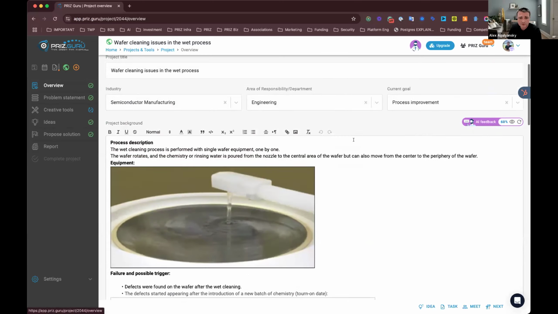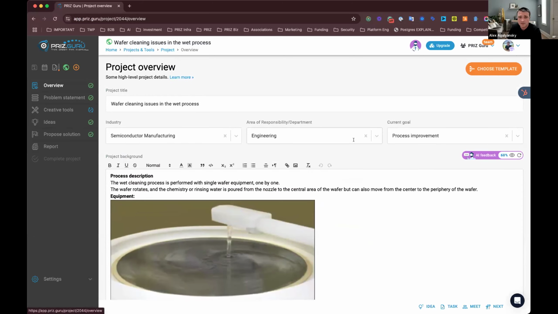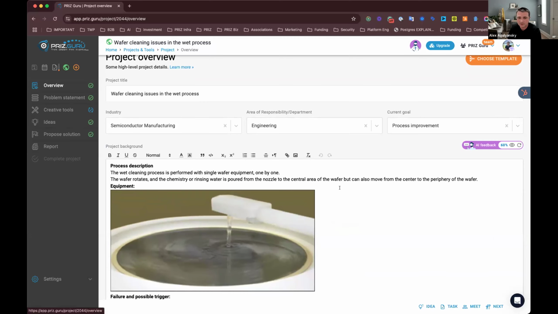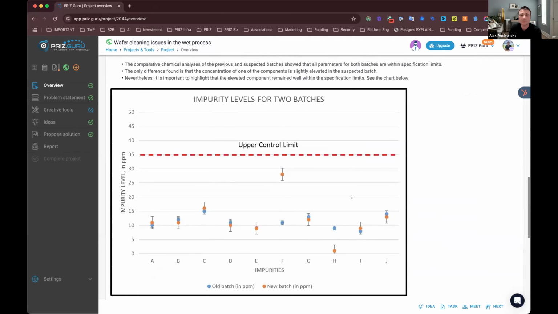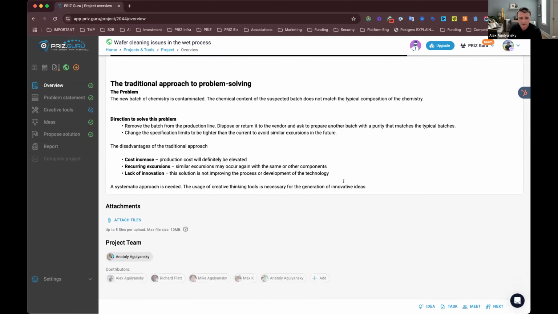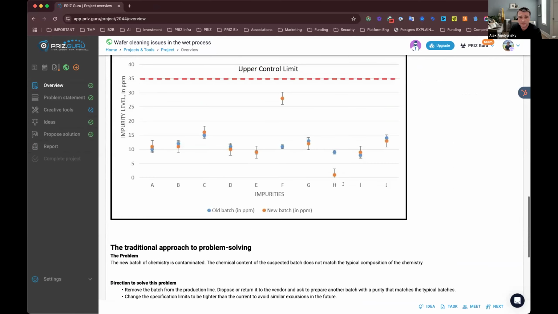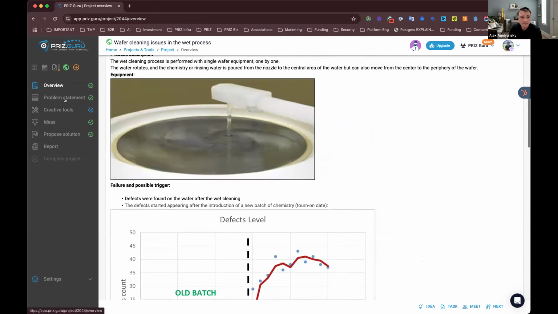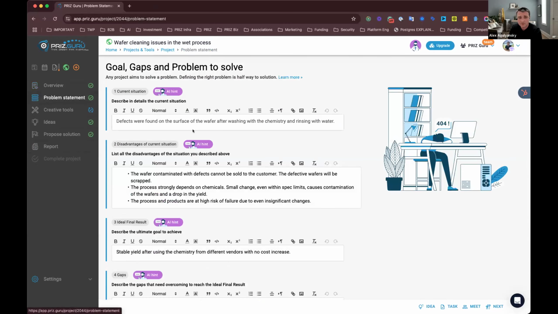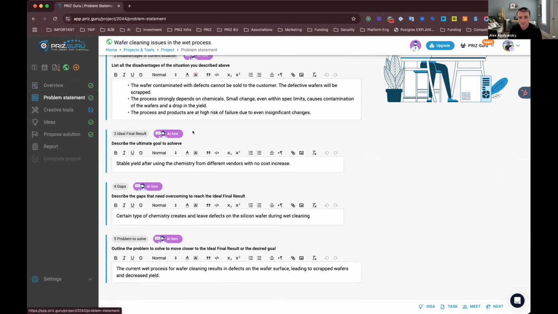Just to recap what was happening here, it's a wet cleaning process that is not cleaning well enough, or wasn't cleaning well enough, and it was leaving defects on a wafer. And of course, here's the project that describes exactly what's happening, with all the details in it, all the background information, what's been tried in the past to solve it. The problem statement was defined also as part of the entire process.